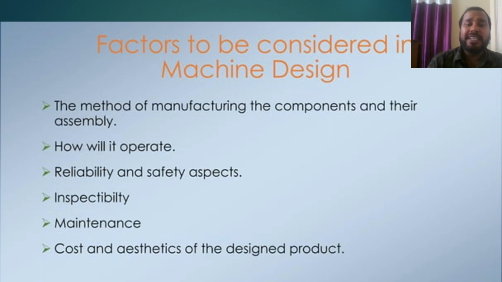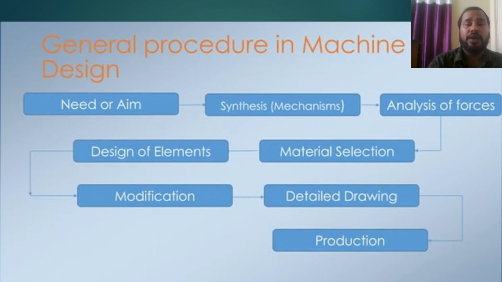And another thing, the method of manufacturing: how the component will be manufactured, on which machine it will be manufactured, is also considered. How it will operate, what is the reliability and safety aspect of that component, what is the inspectability, what is the maintenance, what is the cost of the designed product. All these factors are to be considered during the design of a component.